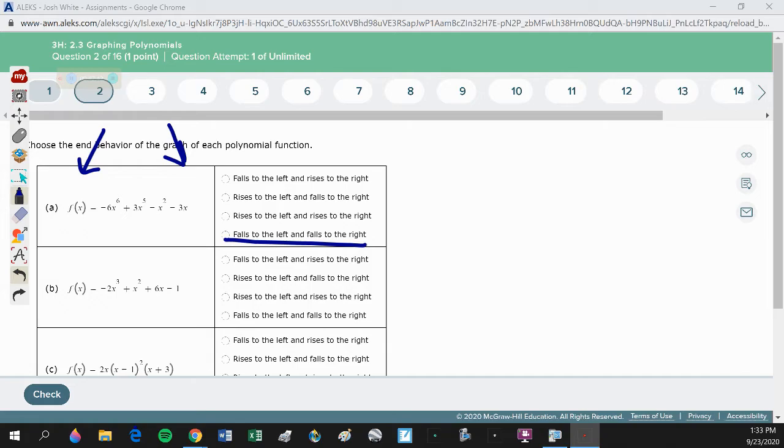Okay? This one is a negative 2x to the 3rd. So we do the disco move. Which one is it? This one. So the left side goes up and the right side goes down. Okay?